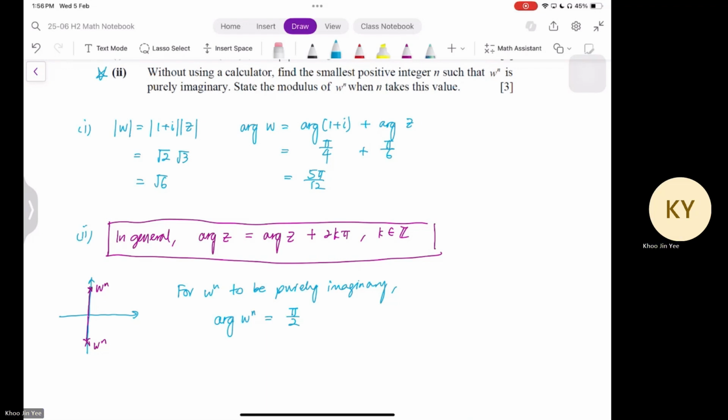One more time. In general, for a complex number, you rotate by 2 pi to get the equivalent argument. For this question, because w^n is purely imaginary, instead of just one case, we have one case above and one case below. So instead of adding multiples of 2 pi, we need to add multiples of pi. So we take pi over 2 or negative pi over 2, and we add a multiple of pi. So this will be plus k times pi, where k is an integer.